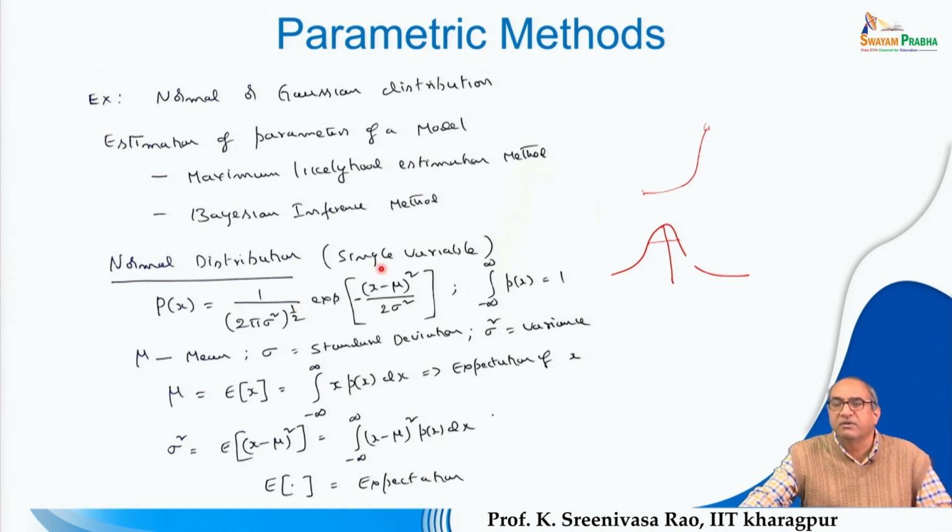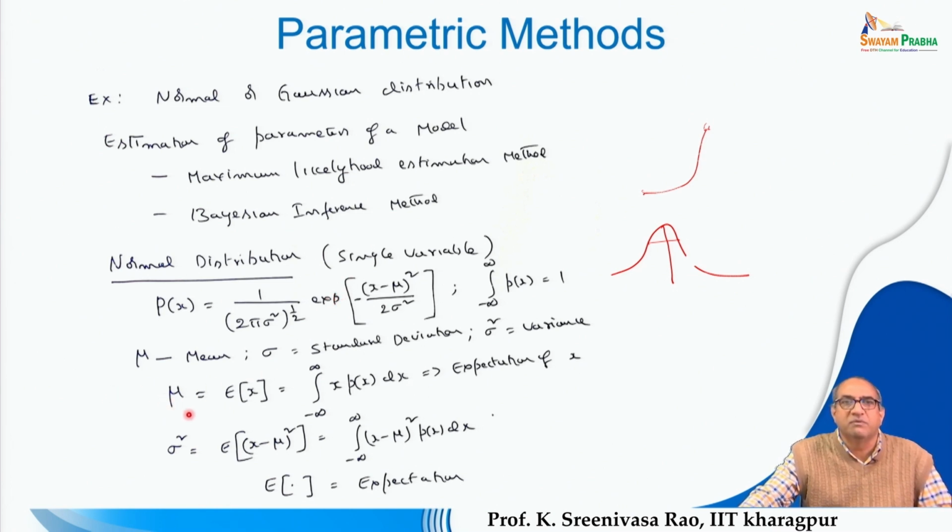or the PDF function. Here I am using the terms distribution and density function, because distribution usually refers to the discrete case. Suppose the feature vectors are discrete, then we say it is a distribution. Whereas if the feature vectors are continuous, then you say it is a density function. That is the only difference, otherwise both remain the same.